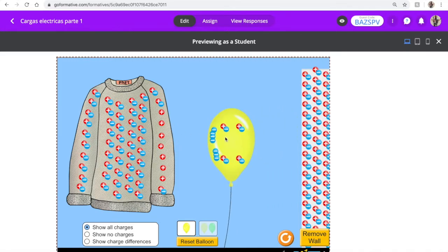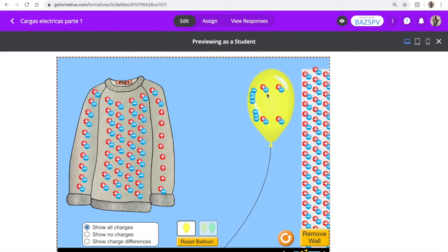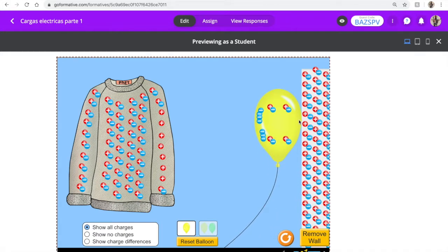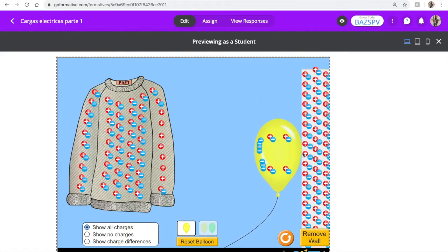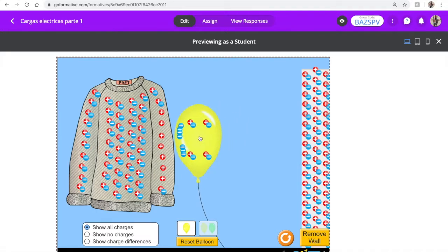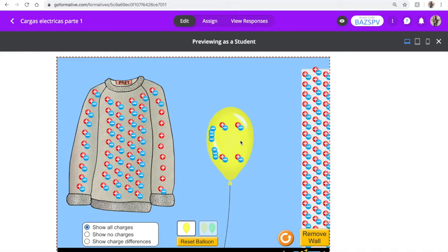Now that we have the negative charge in the balloon, see what happens when I move the balloon close to the wall. We can see that the negative charge in the wall is trying to move away from the balloon because they don't want to be together, since they are both negative. But when I let the balloon close to the jacket, we can see that the balloon is moving to the jacket. There is attraction. Why? Because they are different. Now the balloon is negative, but the jacket is positive, since it has more positive than negative. And see the motion right here.